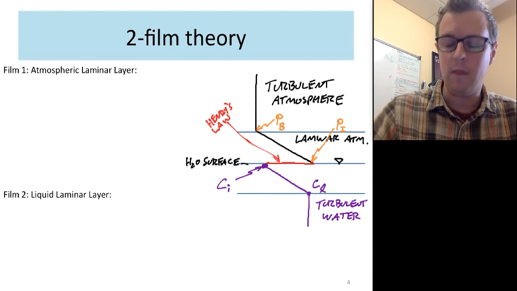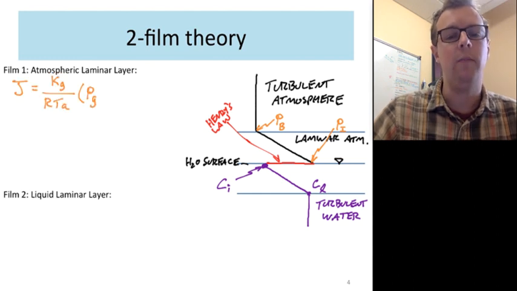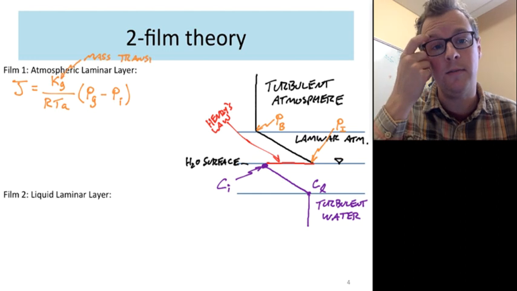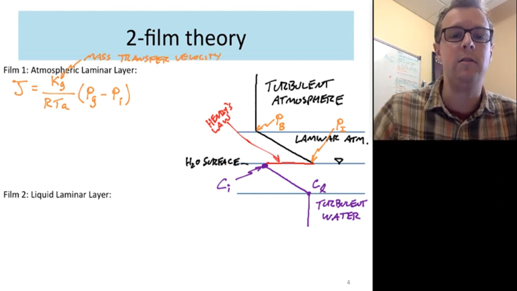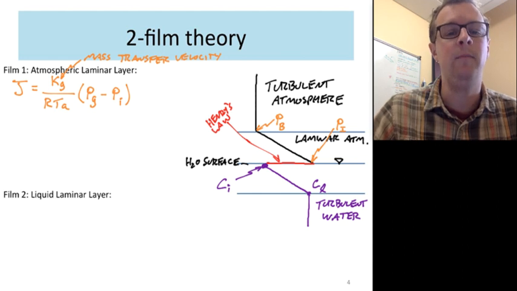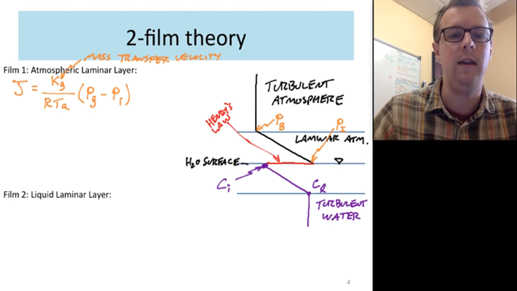So let's talk about how this could work. Through that laminar layer of the atmosphere, we could describe the flux in terms of a mass transfer velocity, and then we've got an ideal gas constant, the temperature of the air, and those two partial pressures which set up a gradient that drives the flux. Right? So flux is going to be proportional to that concentration gradient through the laminar boundary layer.